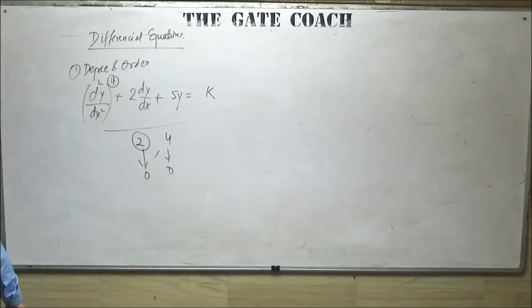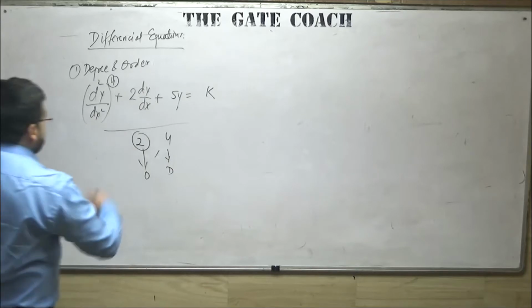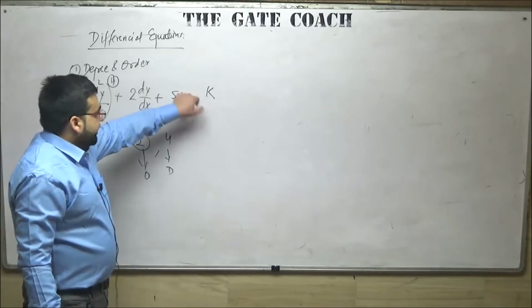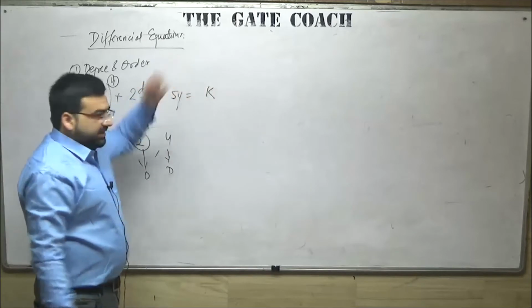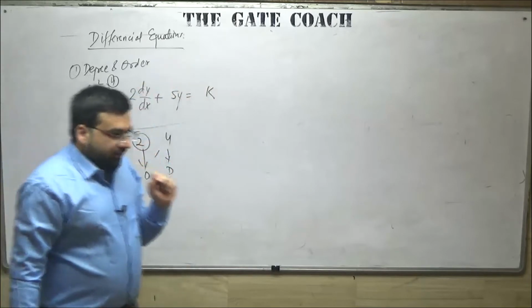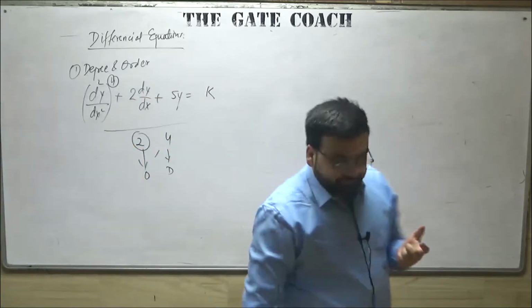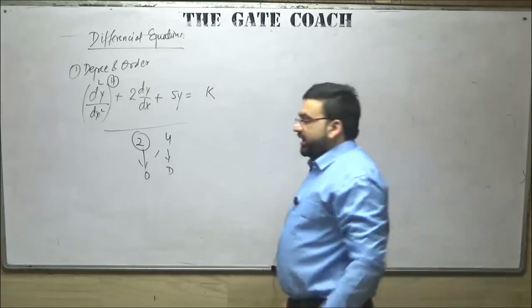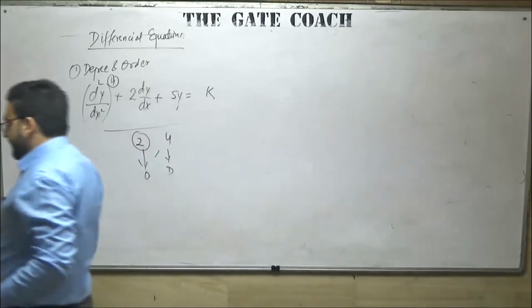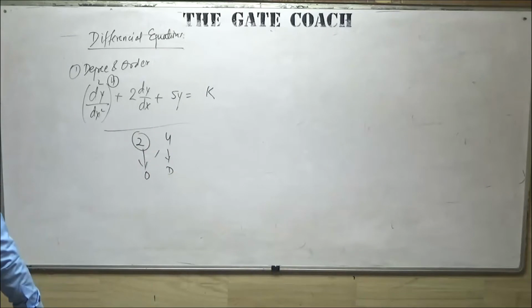After this, one more thing. For example, some complicated expression is given in the examination, with k raised to the power 1/2 or y raised to the power of something. First of all, you always make it in a very simple form, and then you calculate the degree or the order of the differential equation. Do not just directly say that this is the degree or this is the order. First of all, you try to form it in the simplest manner.